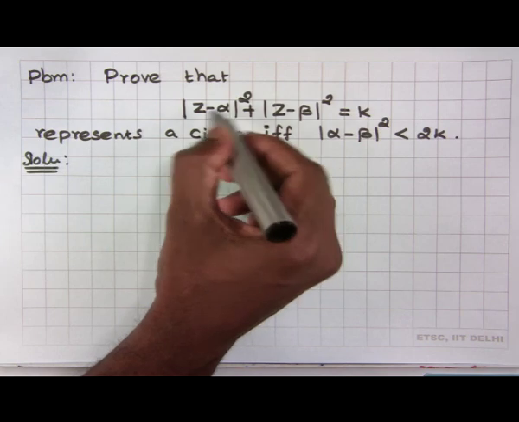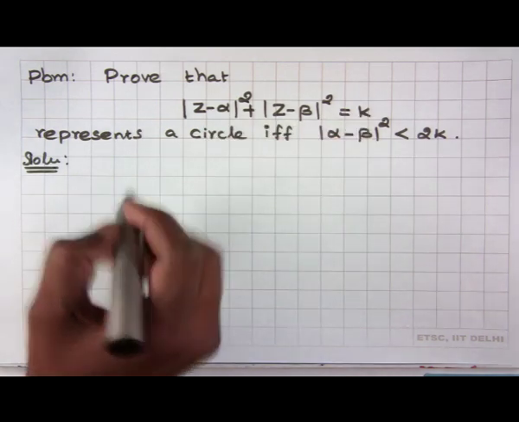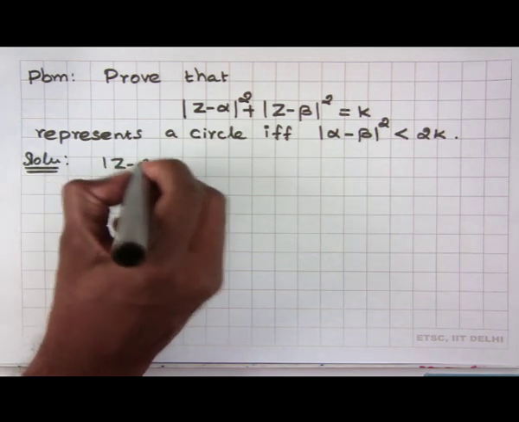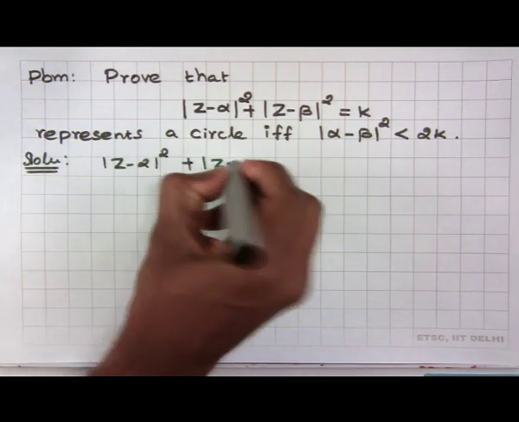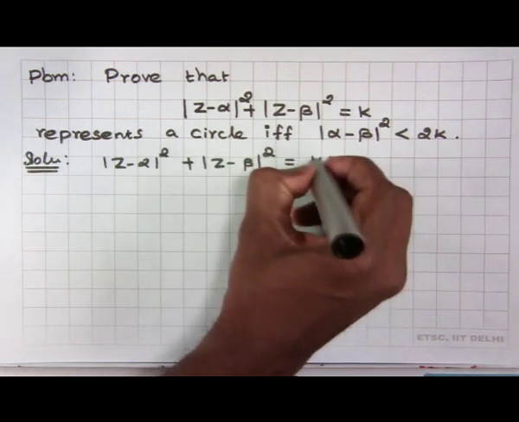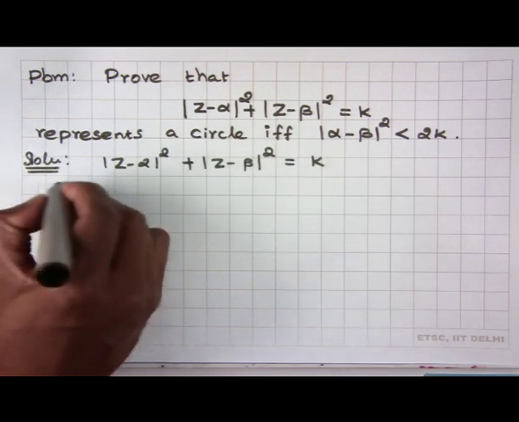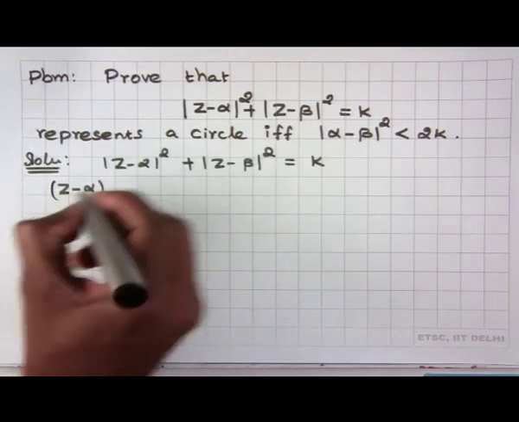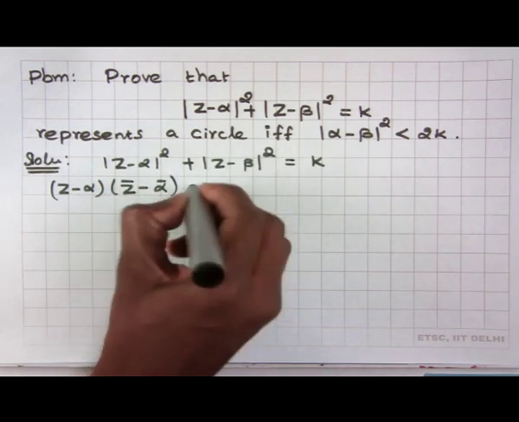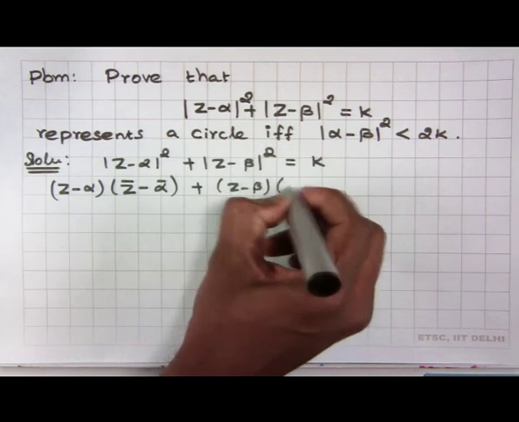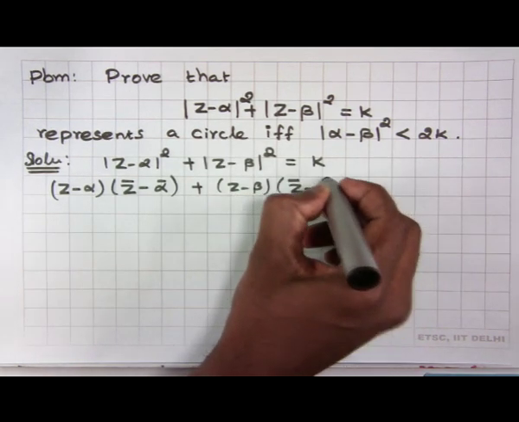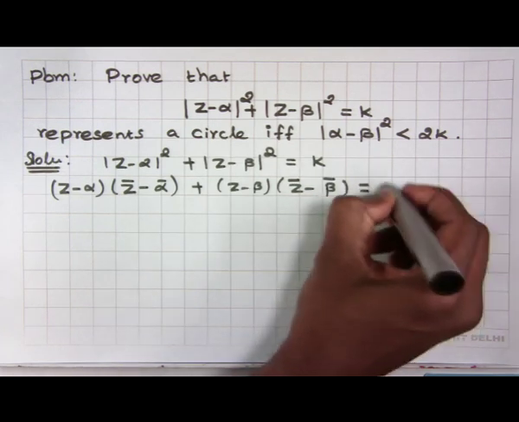Suppose a complex number z satisfies this equation, |z − α|² + |z − β|² = k. Then it is the same as (z − α)(z̄ − ᾱ) + (z − β)(z̄ − β̄) = k.